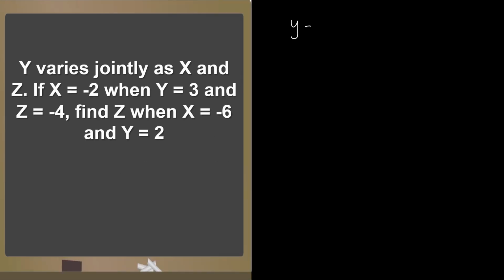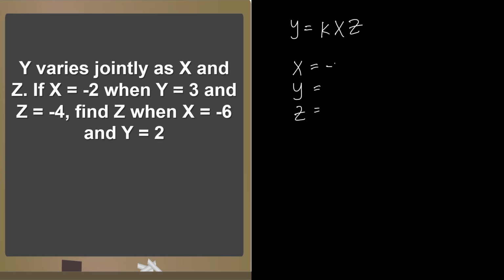So the first thing that we should do is to write the equation. Notice that the problem did not specify if y varies directly or inversely with x and z. For situations like this, the best way is to ask your teacher and clarify. However, normally, if the problem does not specify the relationship, it is usually assumed to be directly proportional. With that, we can write the equation as y is equal to k times x times z.